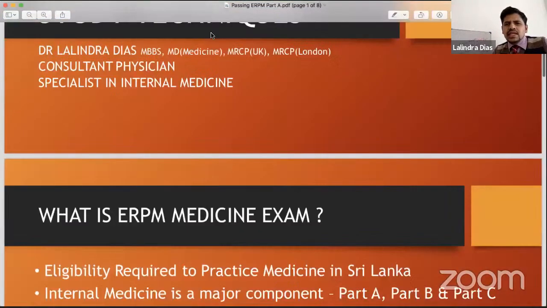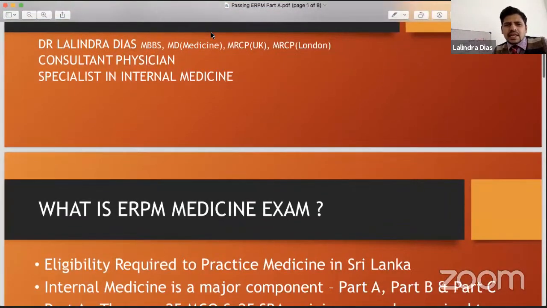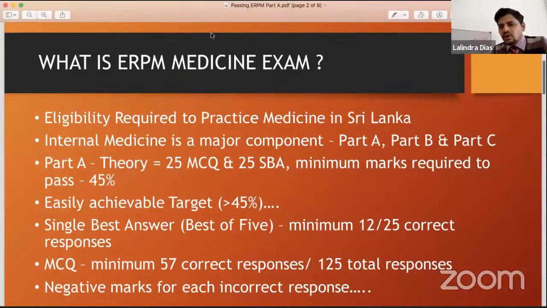So what is this ERPM medicine exam? All of you know what ERP is: eligibility required to practice medicine in Sri Lanka. When you are coming from abroad, to get qualified in Sri Lanka, you have to sit for this exam.